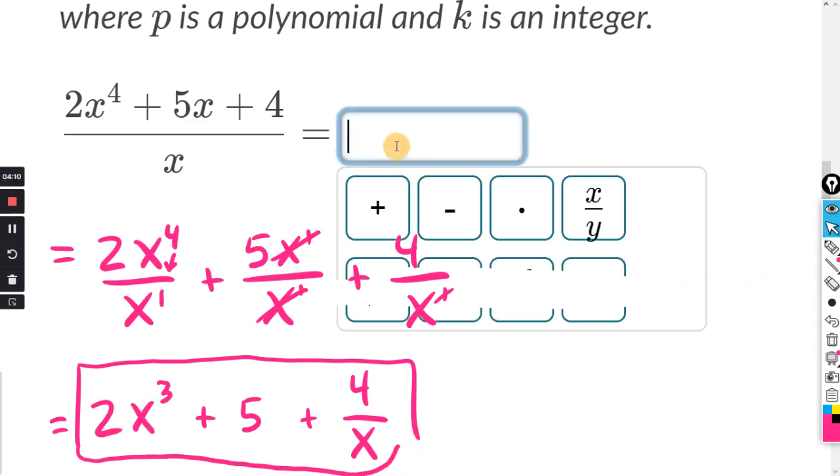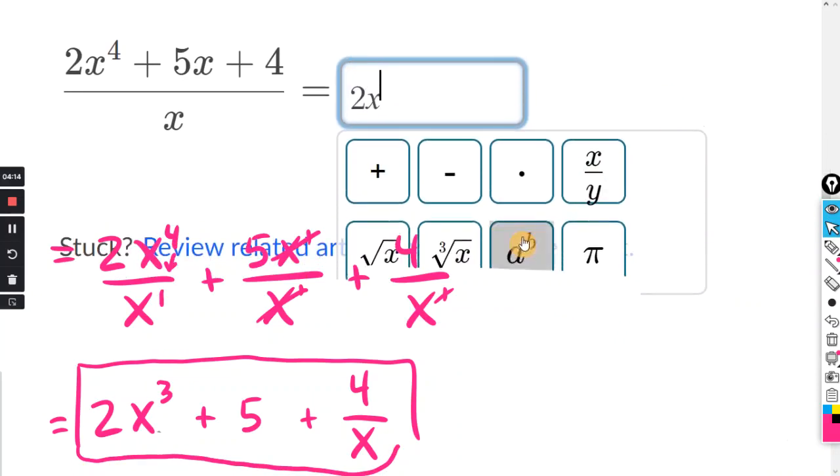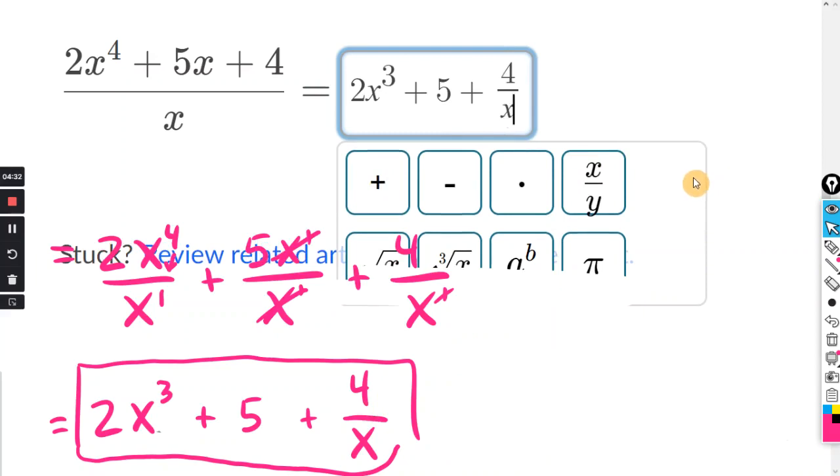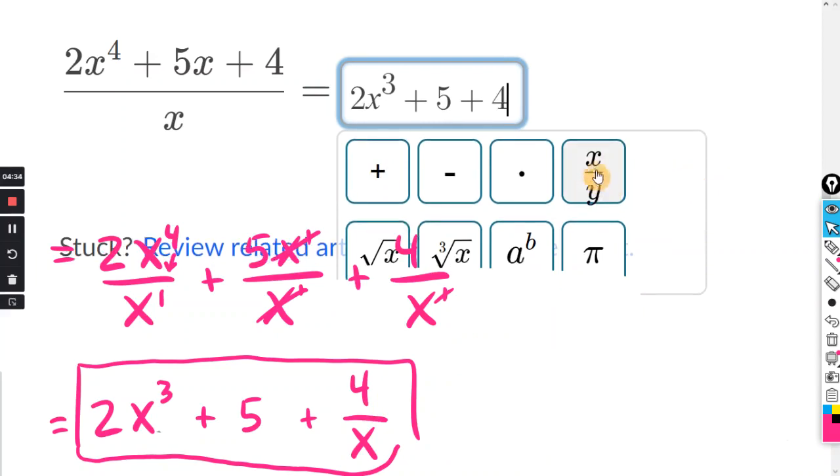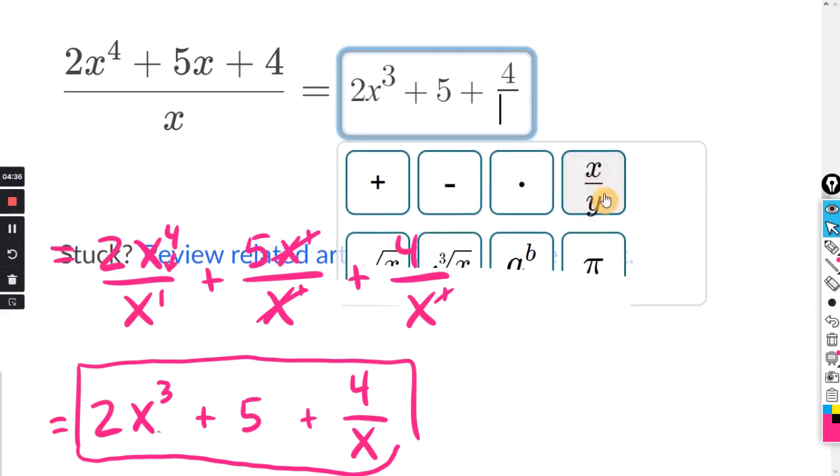So we have 2x, and the exponent button is right here. You click that and you type the 3. Click it again to bring it down, plus 5, and then plus 4 over x. So I like to do 4/x, okay? But you can also just click that right there, this fraction button, and do 4 over x. Same thing.